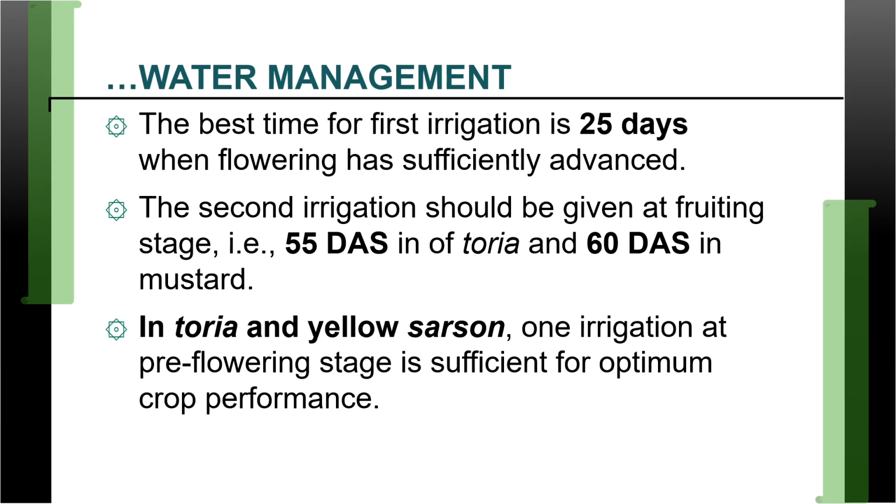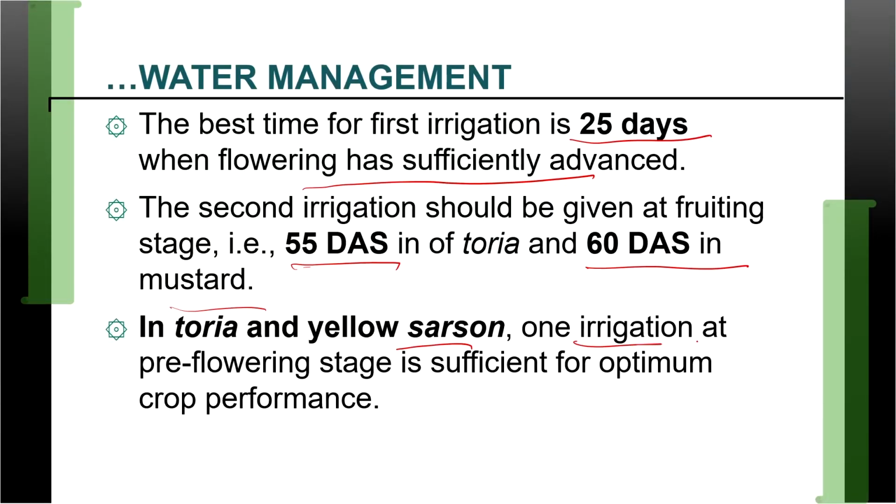The best time for first irrigation is 25 days, when flowering has sufficiently advanced. The second irrigation should be given at fruiting stage or podding stage, 55 days after sowing. This DAS, days after sowing, is for thoria, and 60 days after sowing for mustard, because there are different crops, their durations may be different, their varieties may be different. In thoria and yellow sarso, 1 irrigation at pre-flowering stage is sufficient for optimum crop performance.